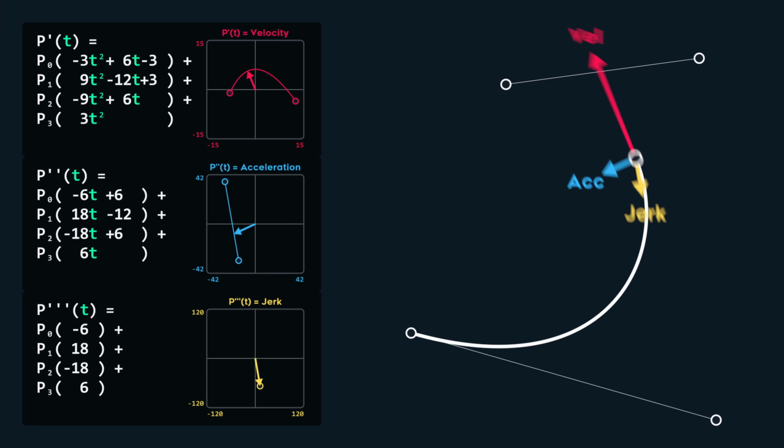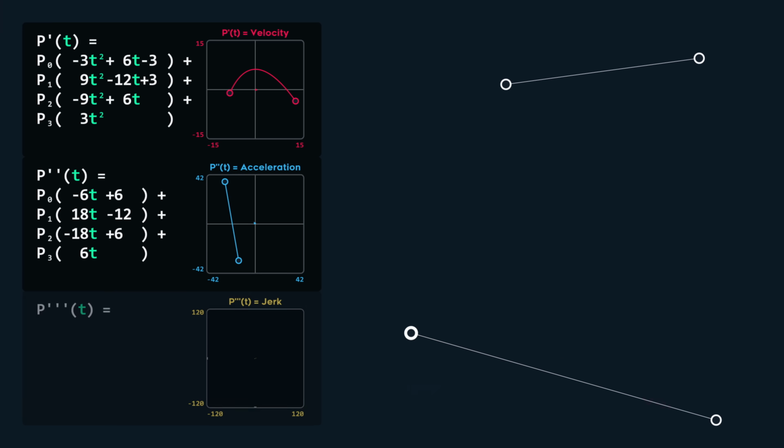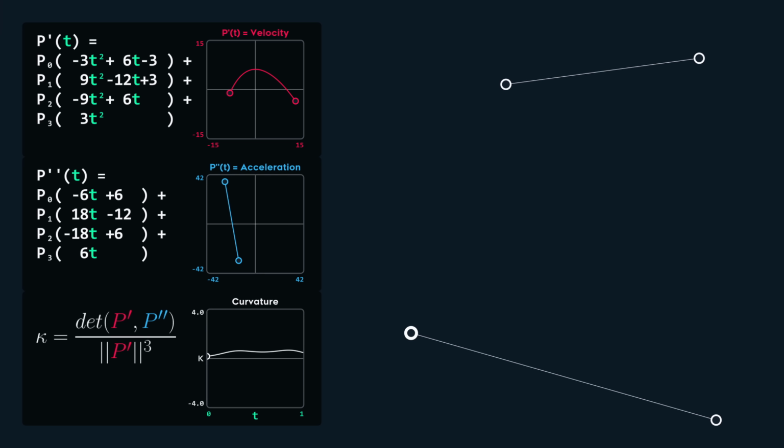So why am I talking about all of these derivatives? Well, using the velocity and acceleration, not this jerk, let's remove it, we can calculate a fascinating property called curvature. Curvature can be expressed with a surprisingly simple formula, not just for Bézier curves, but for any parametric curves like this. We take the determinant between the velocity and the acceleration divided by the speed cubed. This gives us curvature, usually denoted with a kappa symbol.